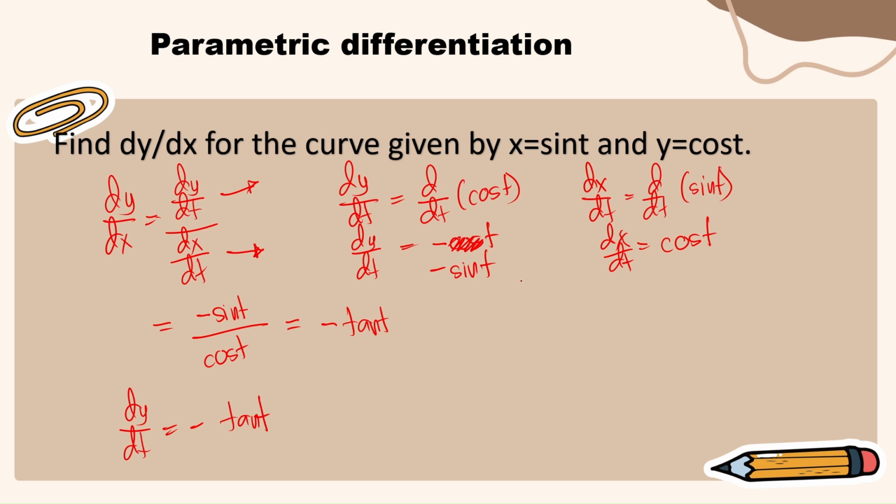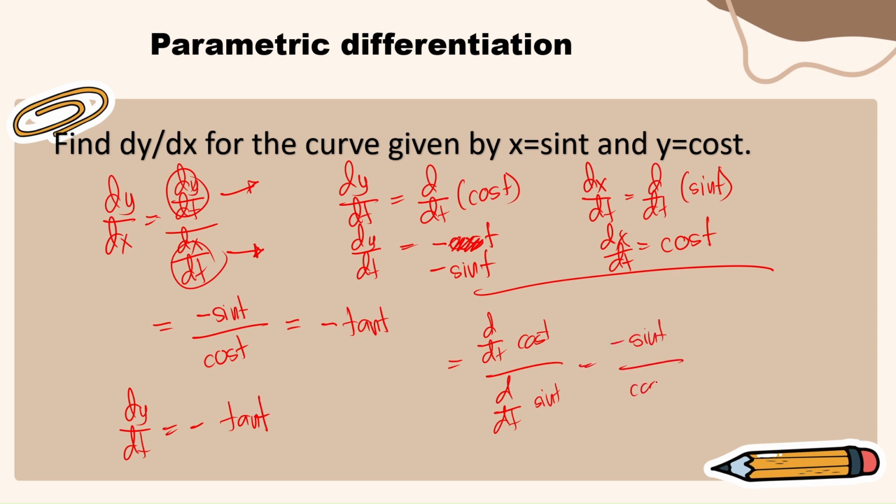It can also be done without separating it like this. We can go directly, equal to d over dt of cosine of t over d over dt of sine t. And this one is negative sine t over cosine t, or simply negative tangent t. This will work. You can also break it down first then substitute. I hope you can follow that. So let's have another sample problem in a few minutes.